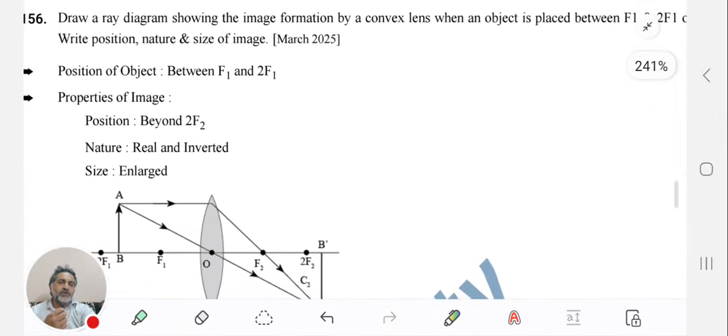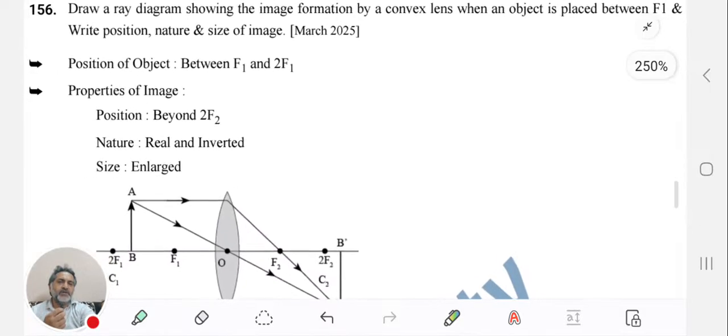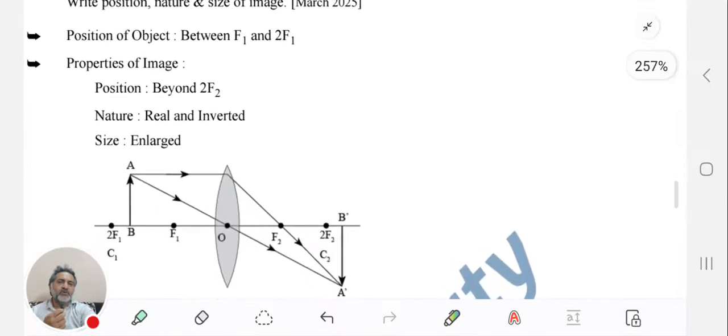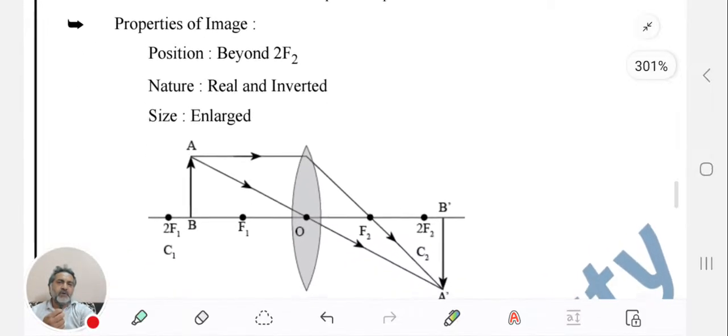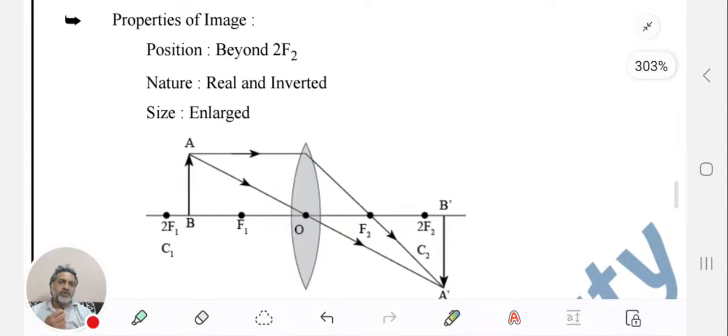Write the position, nature and size of image. March 25. Position of F1 and twice F1, object. Properties of image: position beyond 2F2. Nature, real and inverted. Size, enlarged.